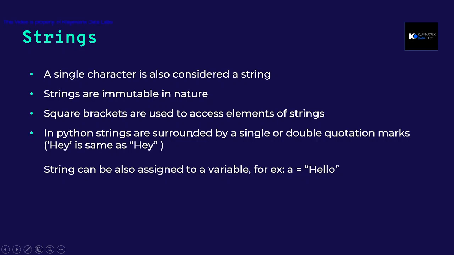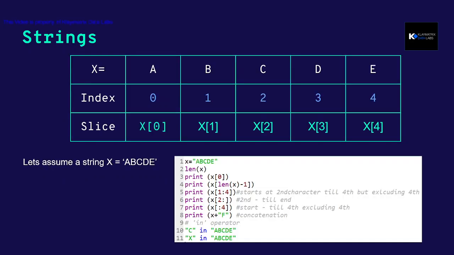Also in Python, strings are surrounded by single or double quotation marks. As you can see over here, single quotation marks or double quotation marks, both are same. Strings can also be assigned to a variable. For example, we can say a variable a is equal to hello, which means this a becomes a string. So that's primarily about strings.